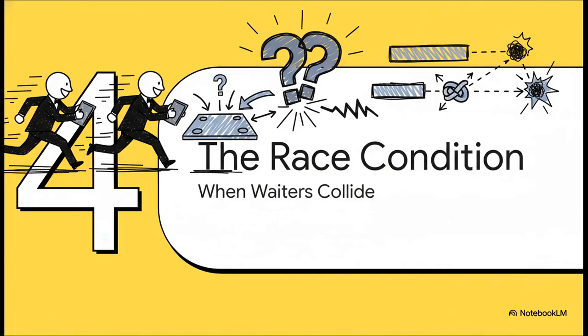Okay, so having a whole team of waiters is great for getting things done fast. But what happens when two of your waiters try to update the same table's bill at the exact same time? One adds a drink, the other adds a dessert. Whose version is right? This is where we hit the single biggest challenge in all of multithreading.